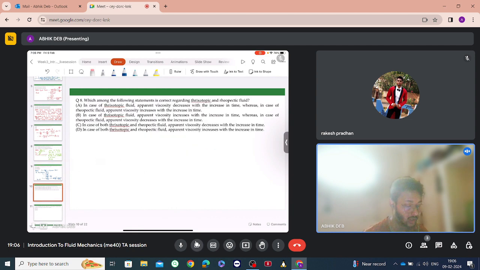Now for this, which among the following statements is correct regarding thixotropic and rheopectic fluids? Can anybody give me an example of a thixotropic fluid? It is very commonly used.